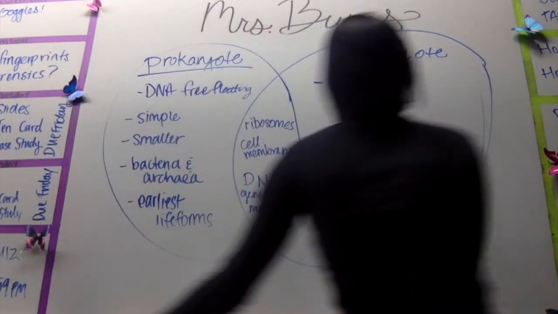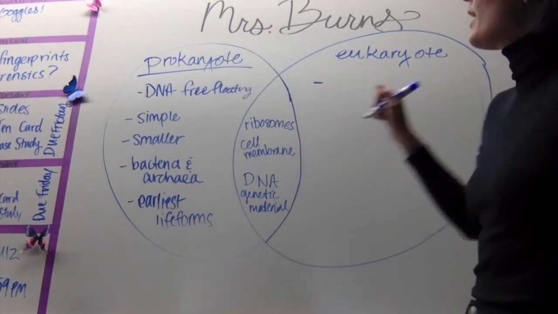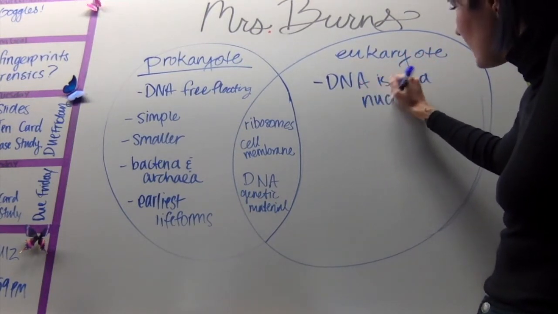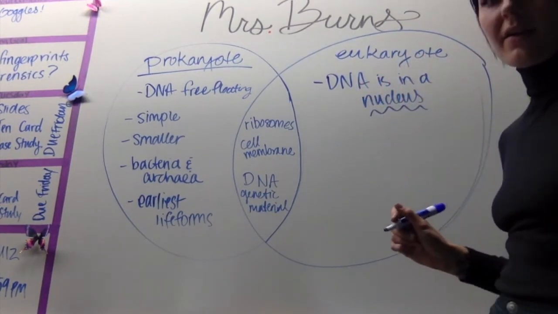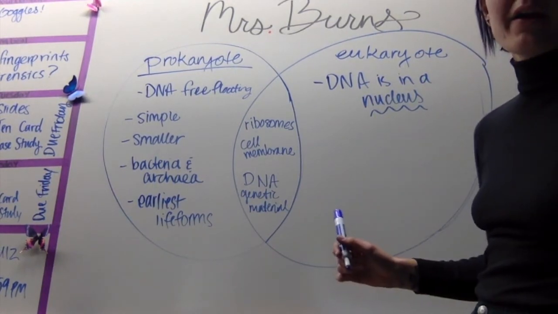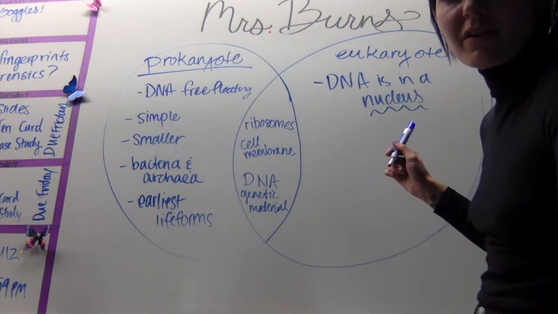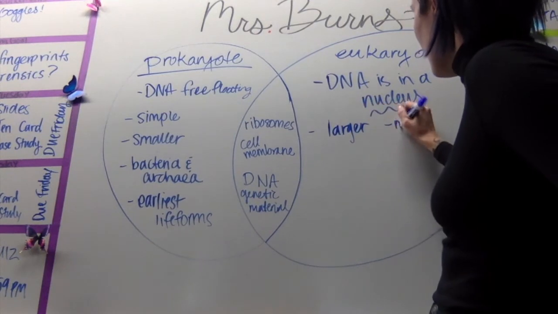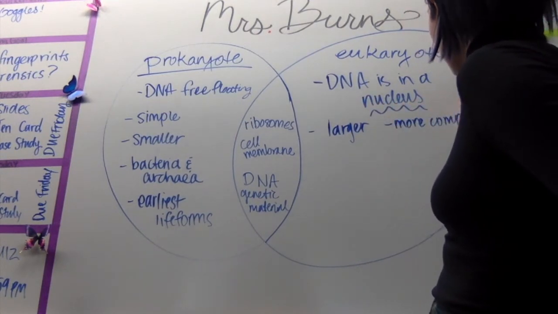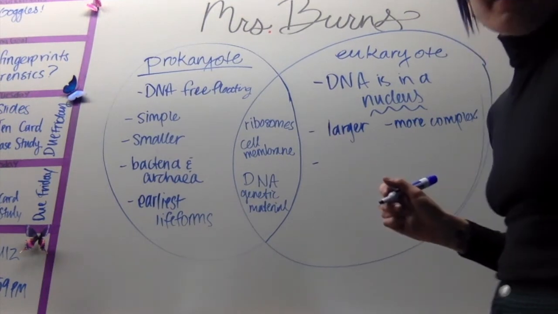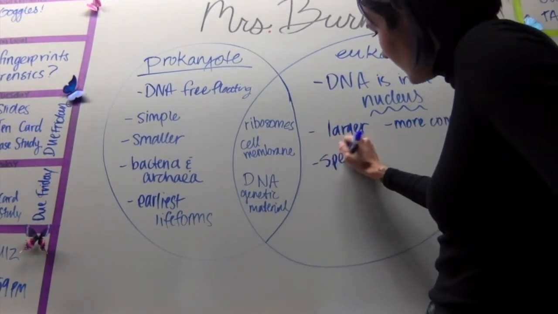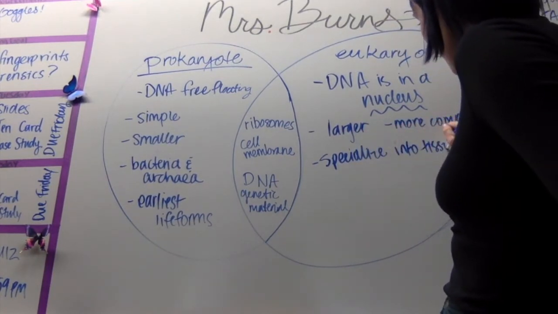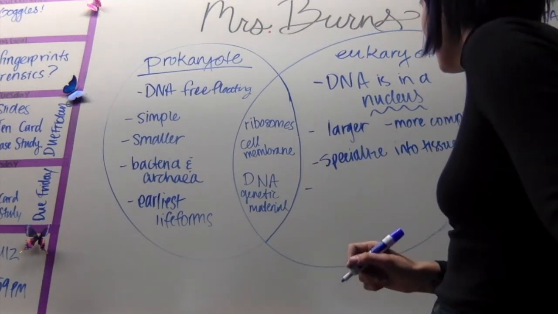So eukaryotes are different. So unlike prokaryotes, their DNA is in a nucleus, and that's kind of the main thing there. That's the main difference between prokaryotes and eukaryotes, is that eukaryotes have their DNA in a nucleus. They tend to be larger and more complex, more complicated. They can specialize into different things like different tissues and organs, etc., based off of what kind of functions they want to have.